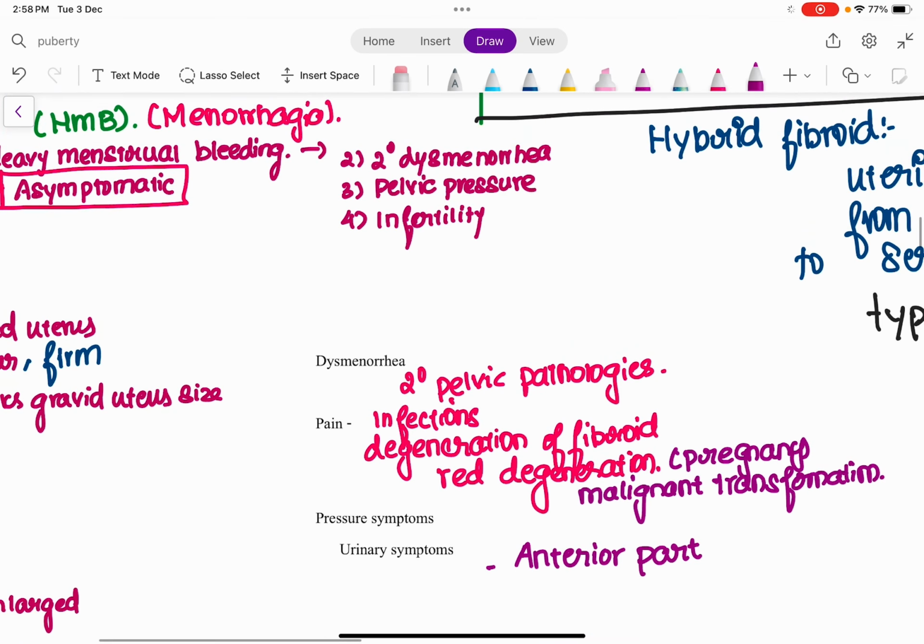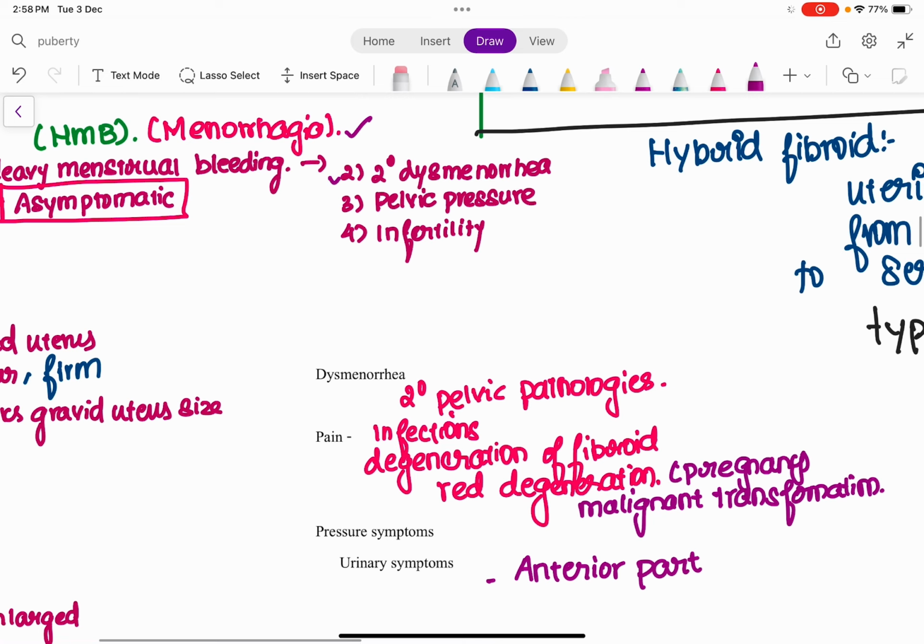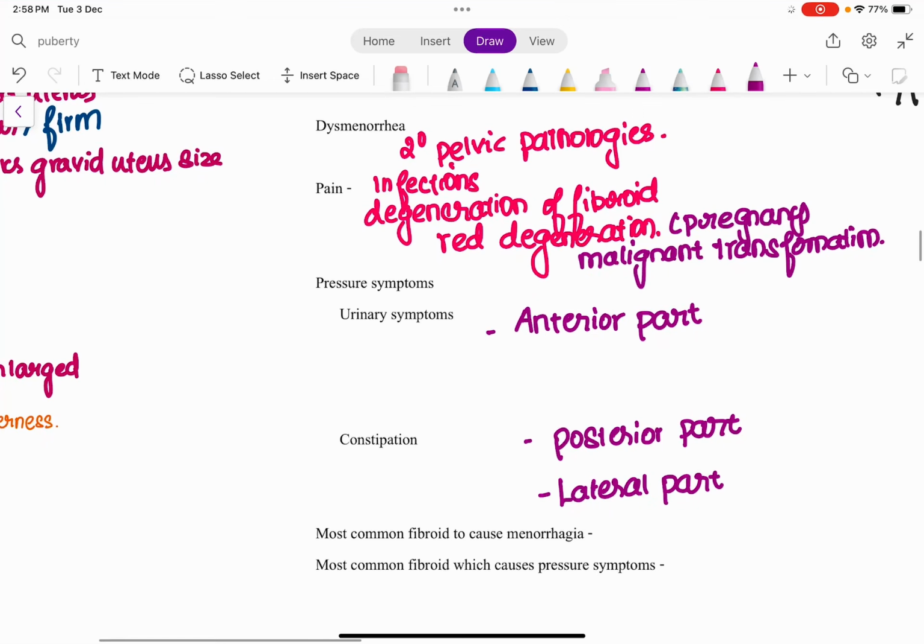So the first symptom was menorrhagia, the second symptom was secondary dysmenorrhea. The third symptom complex is pelvic pressure. What do we mean by pelvic pressure? Fibroid is actually a smooth muscle tumor, right? It is a hyperestrogenic condition. It is dependent on estrogen for its growth and development.